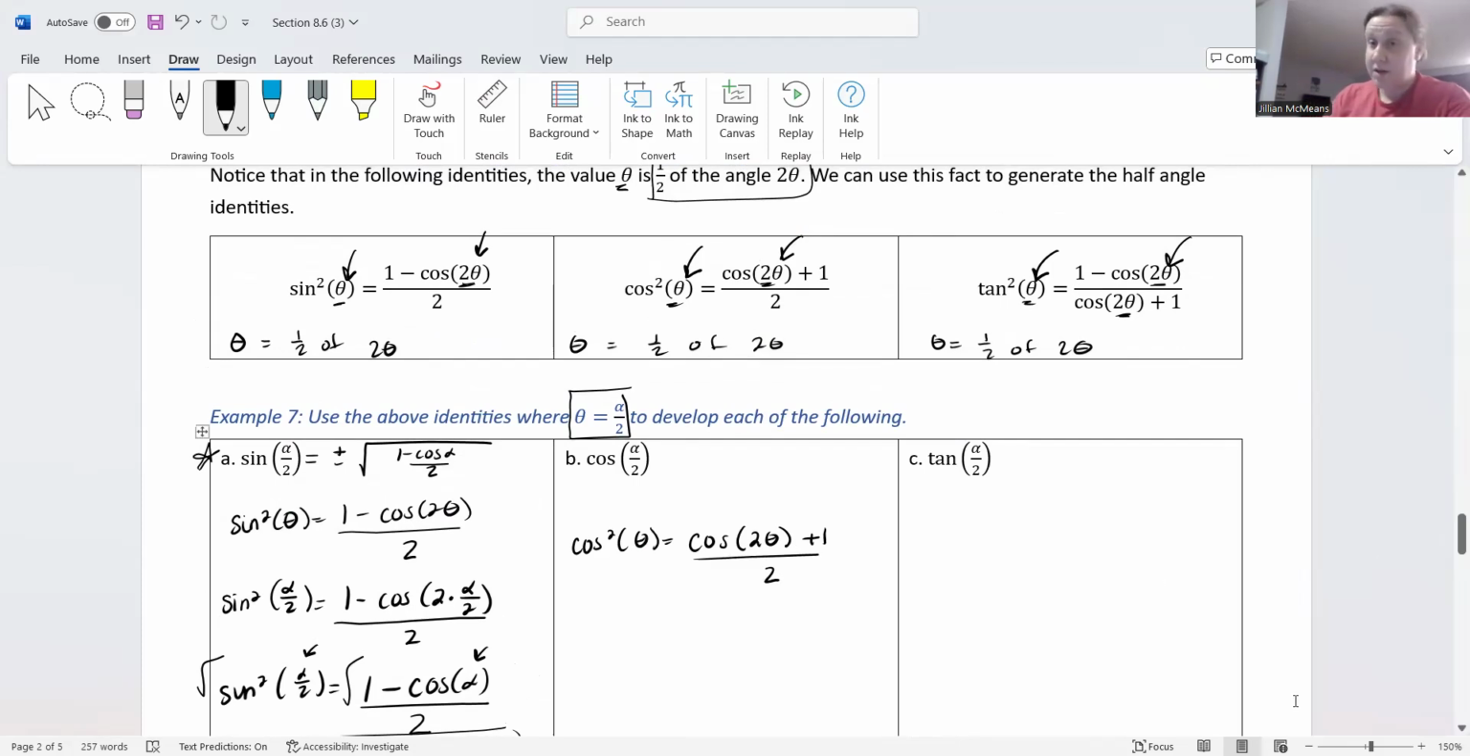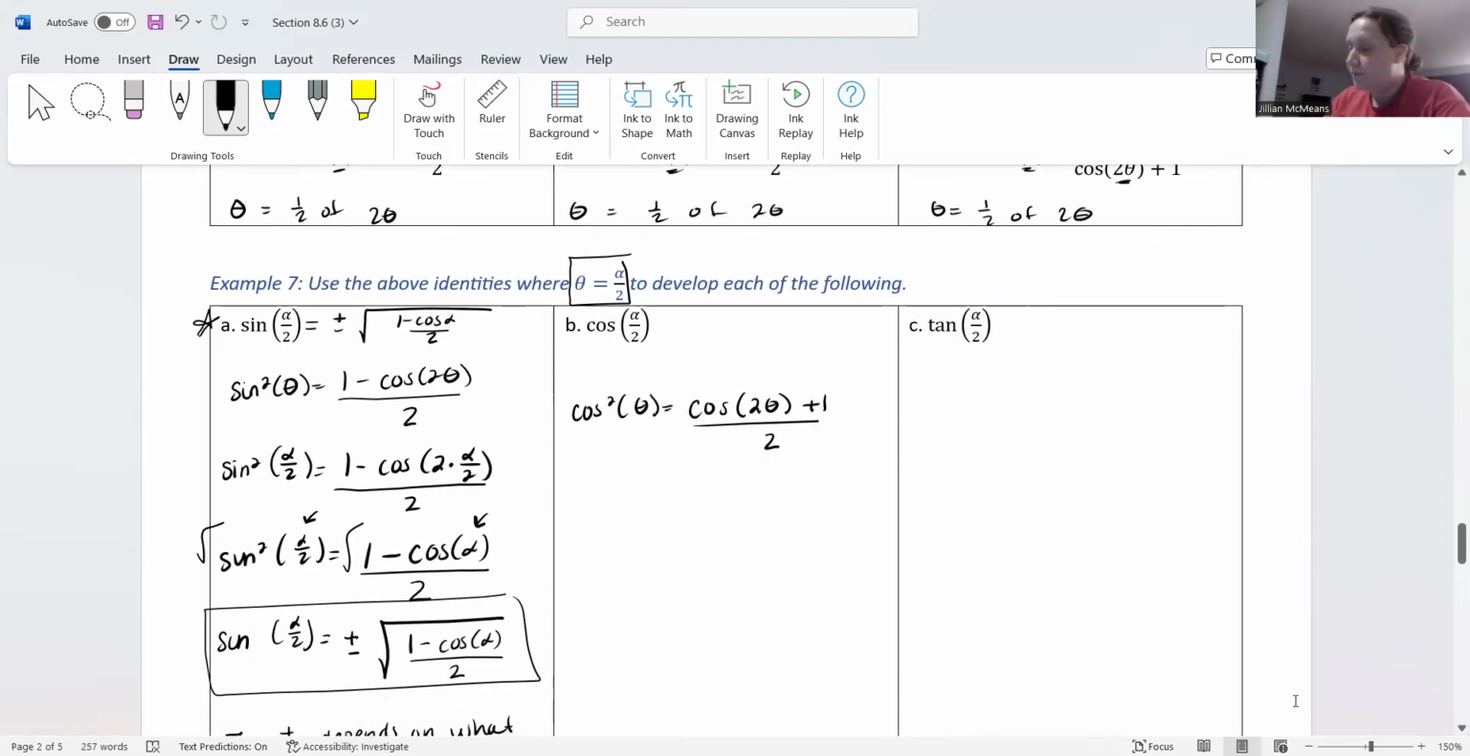Okay, and our directions here tell us, let's go ahead and replace that theta with alpha over 2. So I have cosine squared theta, but theta is really alpha over 2. And that's going to equal cosine of 2 times theta, but theta is alpha over 2, and then plus 1 all over 2. Okay. So we just have to do a little simplifying here.